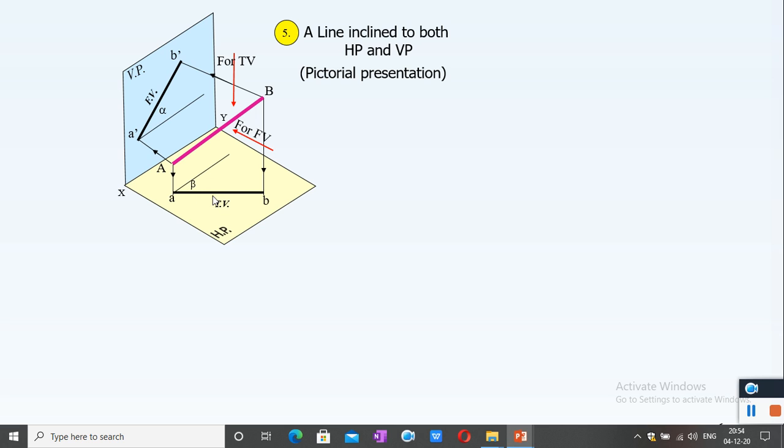And the inclination of the top view, or AB, with the XY line. This is the XY line, this is parallel to the XY line, and the inclination of the top view with the XY line is marked as beta. Please remember these parameters alpha and beta. Alpha is the inclination of its front view with the XY line and beta is the inclination of its top view with the XY line. These are the projections.